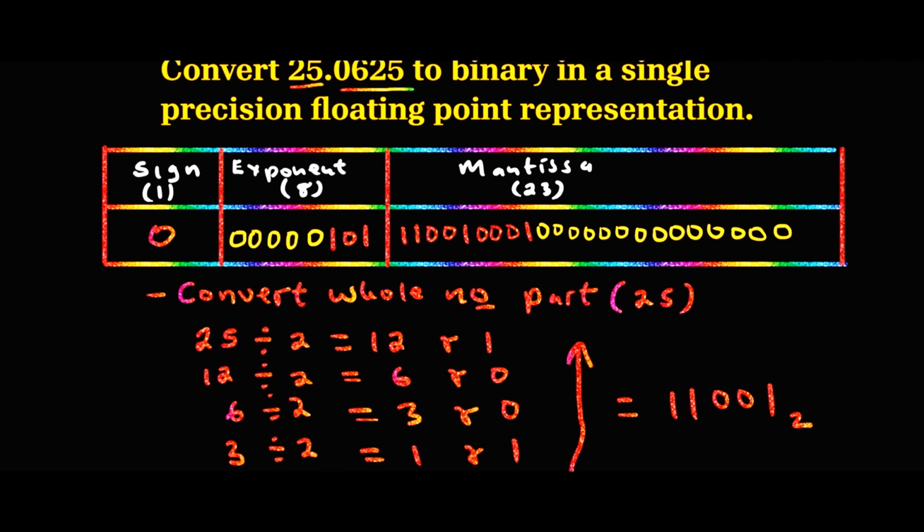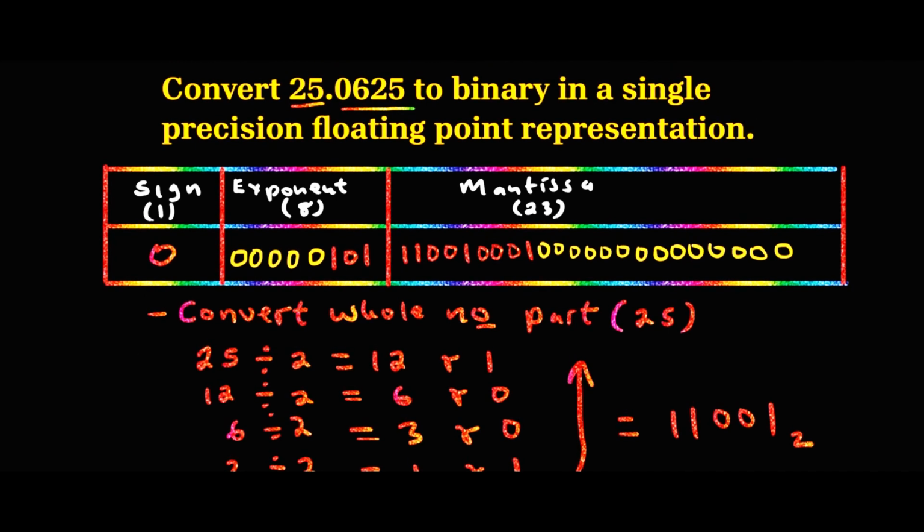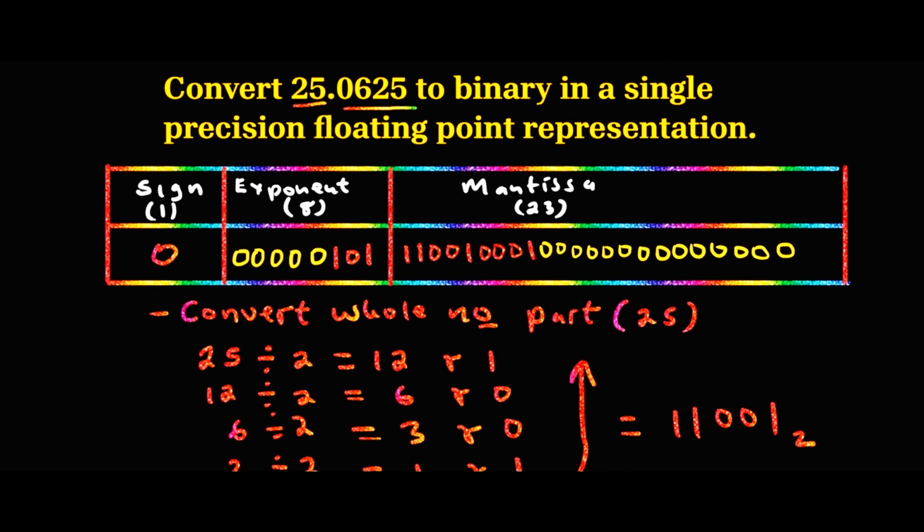And there we have our single precision floating point representation. It is single precision because if you add all of these bits, they total up to 32.